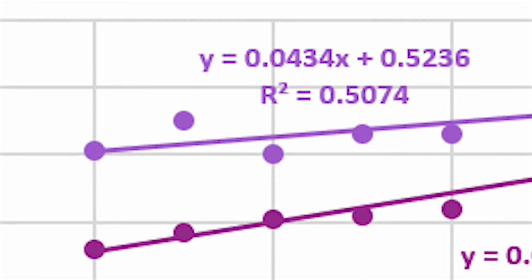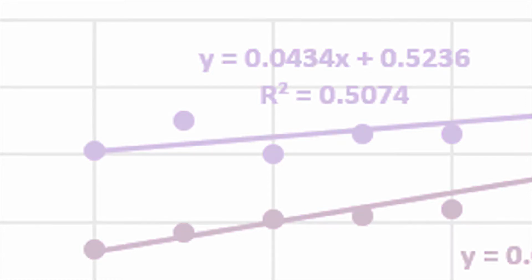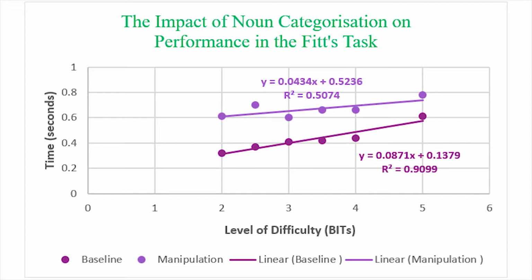The manipulation slope suggested a positive increase rate of 0.0434, with its y-axis intercept at 0.5236. The R-squared value indicates that 51% of the variance in the data could be explained by the linear regression. With the manipulation, it was predicted participant 3 would be able to process 10.98 bits of information per second.